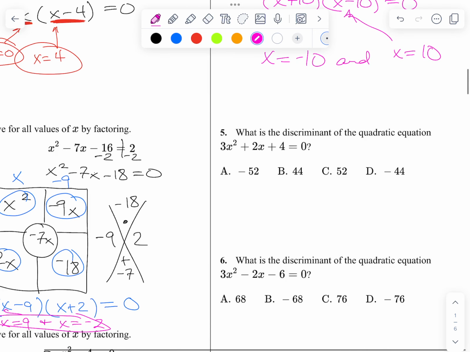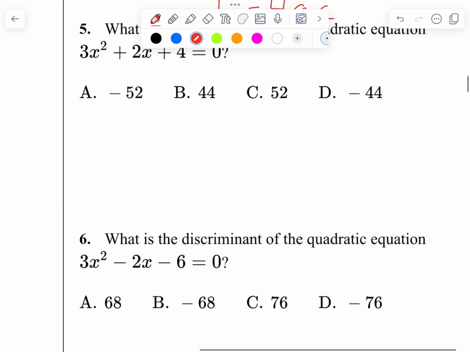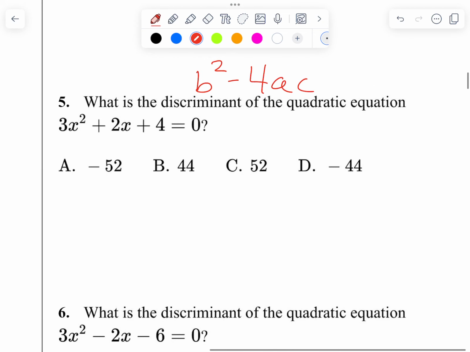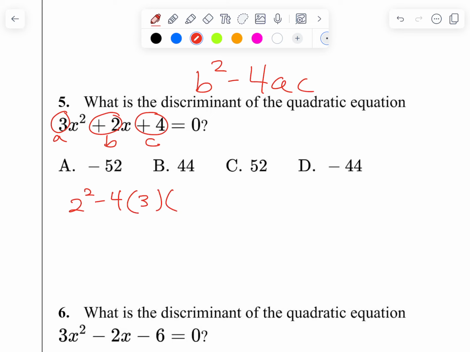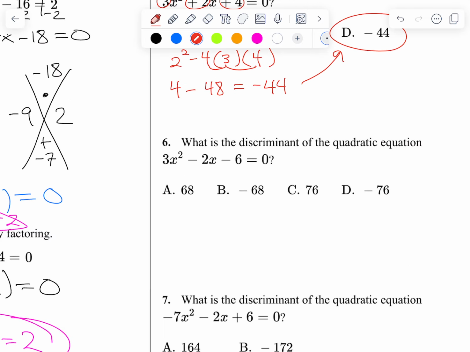Discriminant, that's the part that goes underneath the square root in the quadratic formula. It's just b squared minus 4ac. So if I want to figure out what the discriminant is for this one, I have to know that this is a, this is b, and this is c. So I'm going to plug that in. It'll be 2 squared minus 4 times 3 times 4. This will be 4 minus 4 times 3, which is 12, times 4 is 48. So 4 minus 48 is negative 44. So there's my answer there.